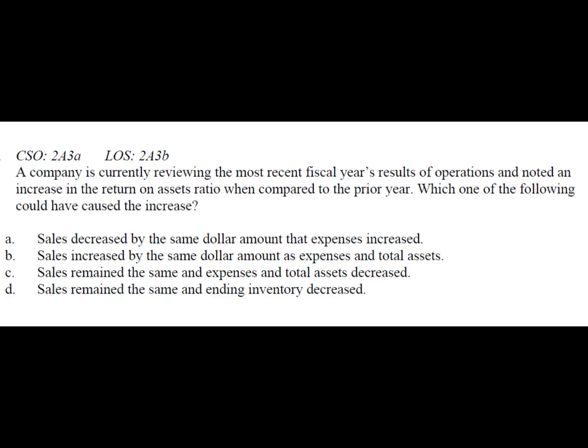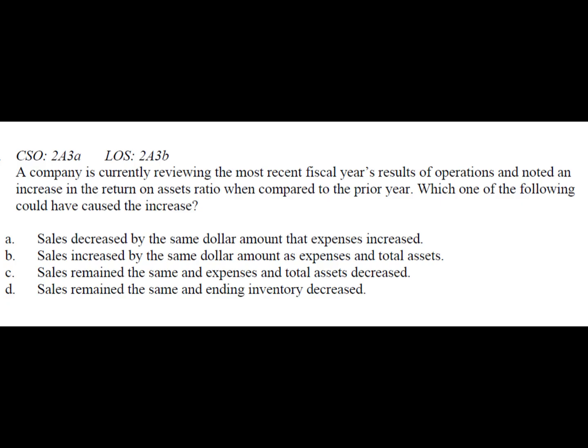C. Sales remained the same and expenses and total assets decreased. Correct. With sales unchanged, lower expenses increase net income. At the same time, lower total assets reduce the denominator of the ROA formula. Both effects increase ROA. D. Sales remained the same and ending inventory decreased. Incorrect. A decrease in inventory alone does not necessarily increase ROA because it may simply reflect inventory sales or write-downs without improving profitability. Correct answer, C.